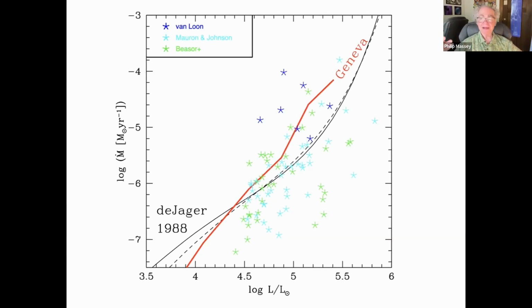What the Geneva group did in 2012, however, was they used basically a modified version of the de Jager relation. But whenever the outer layers of the star exceeded the Eddington limit by a factor of 5, they arbitrarily increased the mass loss rate by a factor of 3. So this line here is not a prescription that the Geneva group used. This is what you get if you take their time-averaged mass loss against luminosity.